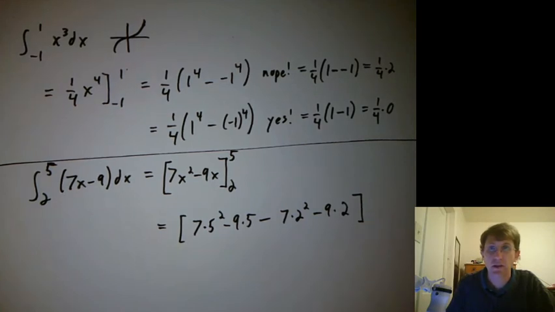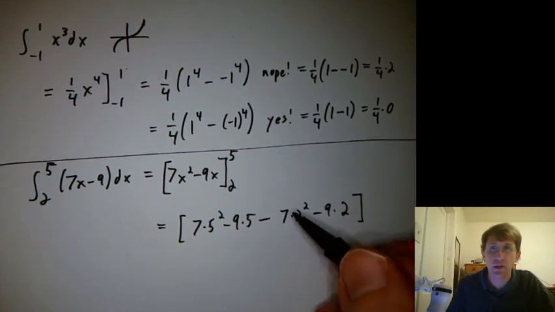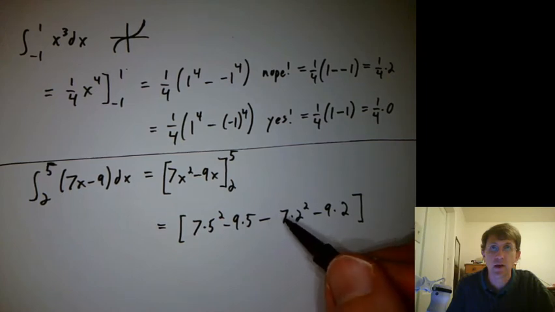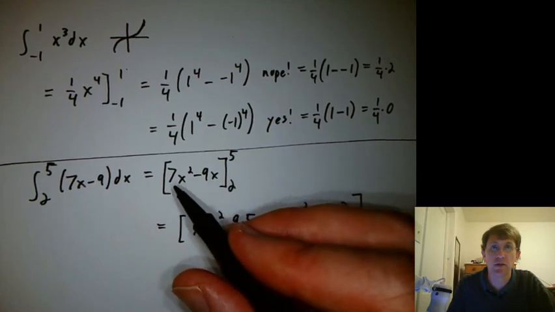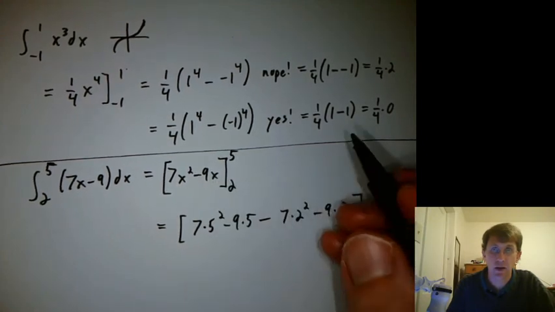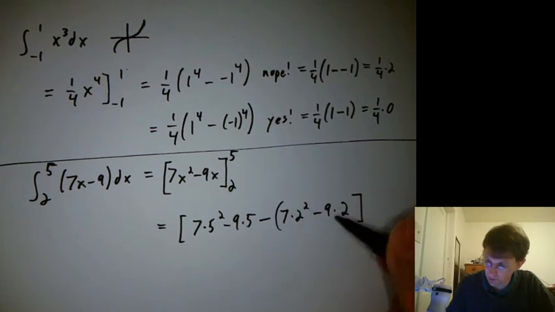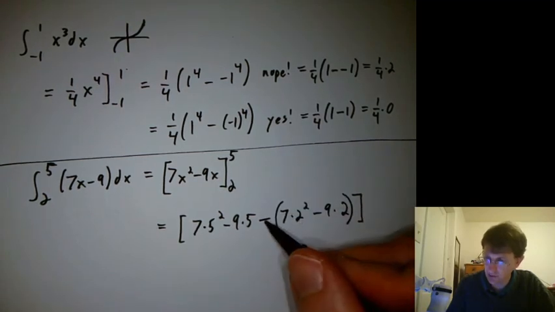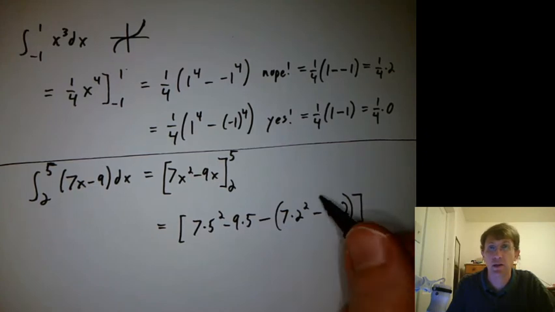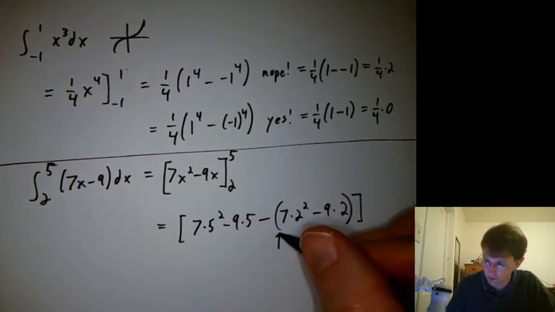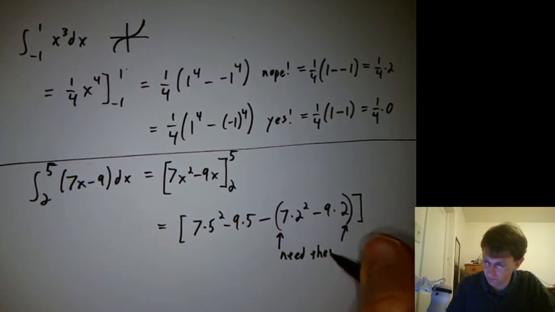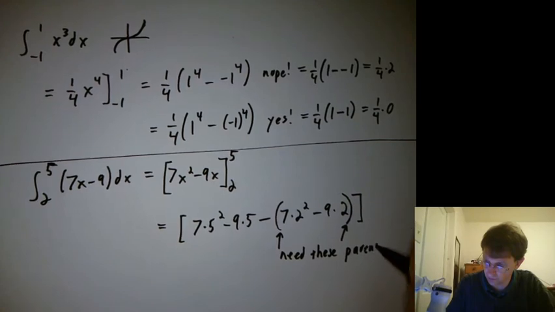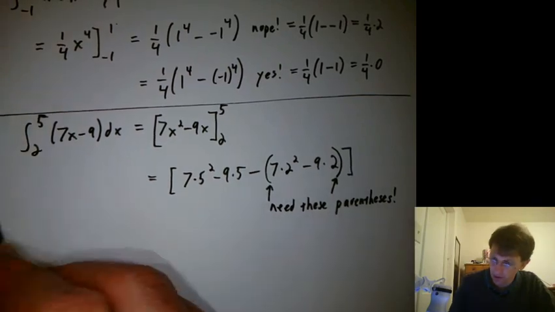What do you think of that? Well, the trouble is that I need to subtract everything I get when I'm plugging in 2, and what I get when I plug in 2 is 7 times 2 squared minus 9 times 2, and I need to protect this whole thing with parentheses, otherwise I'm going to have trouble. This minus would end up not canceling that if I didn't have the parentheses. So that's another common trouble spot.